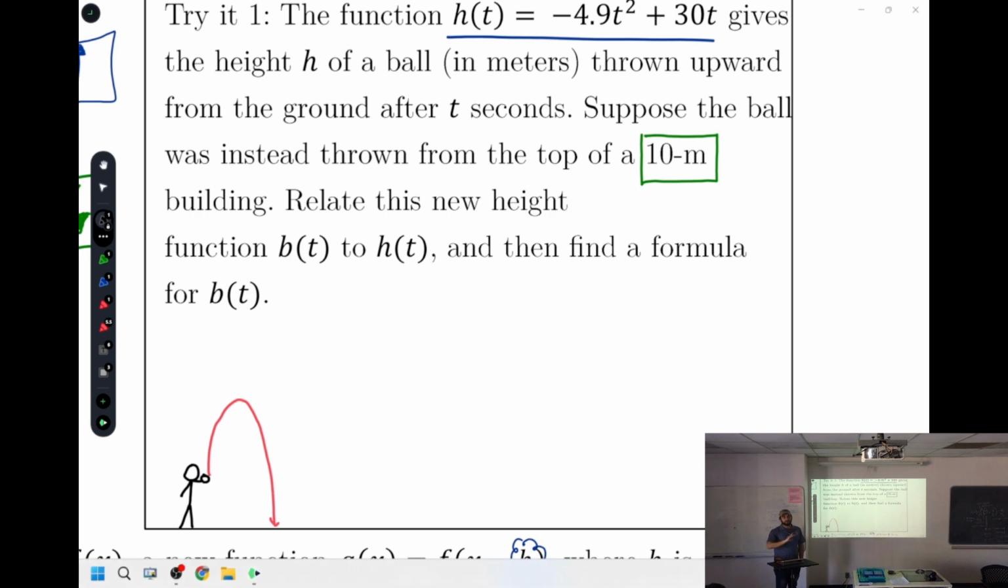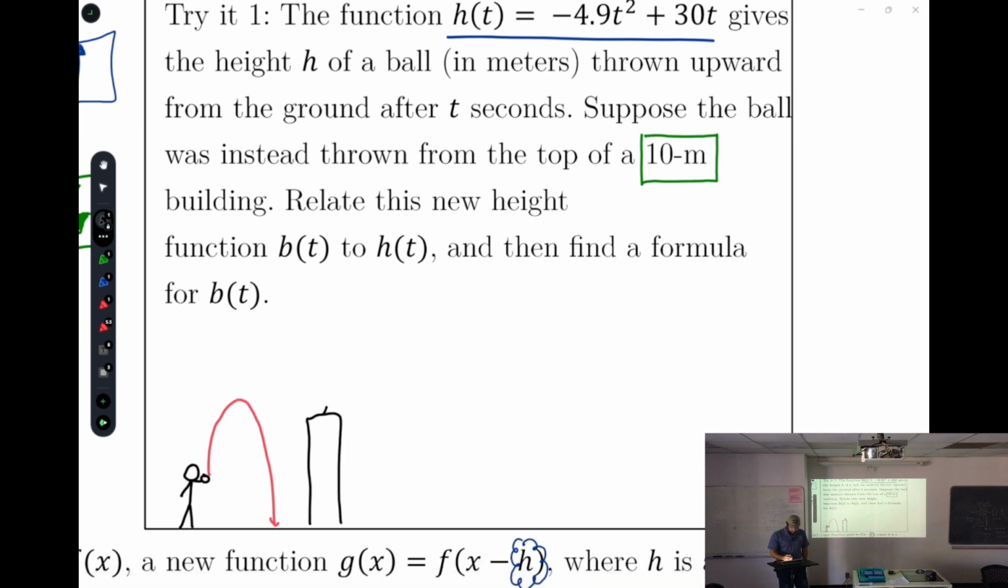Yep, you don't even have to know math. You don't have to know all the equations. You don't have to know nothing. It's just the same guy, but now he's 10 meters up with the ball, and he's going to throw the same ball.